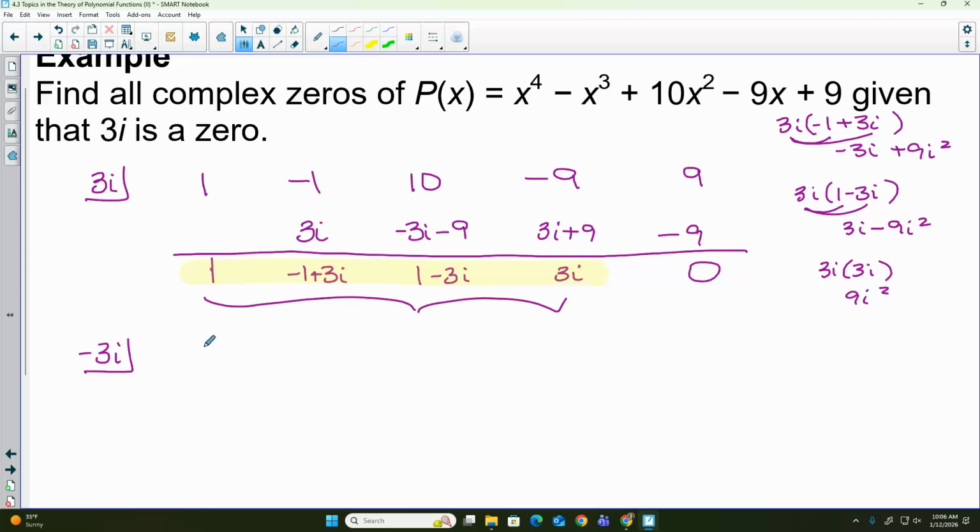But this time, all of the i's will disappear. So this synthetic should be nice and pretty. So I take the answer we just got, and now I'm going to divide it by the conjugate, -3i.